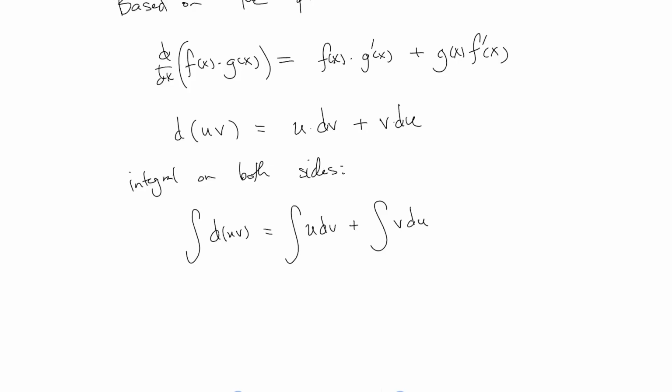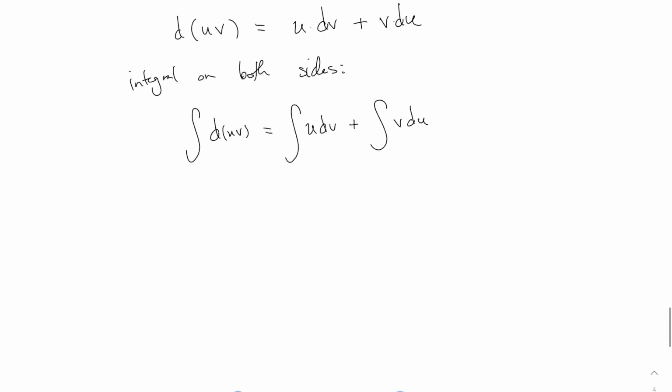And then one last thing is, on the left side, what you see is the integral of the derivative of uv. But the integral and the derivative are inverses to one another, like it's the antiderivative of the derivative. Those should cancel out, and I just get uv on the left side. So the left side is just uv equals integral u dv plus integral v du. And this is basically the integration by parts formula, although usually we write it the other way.